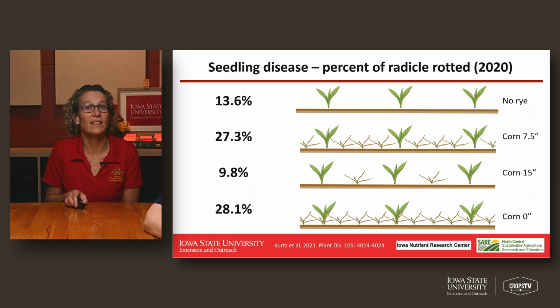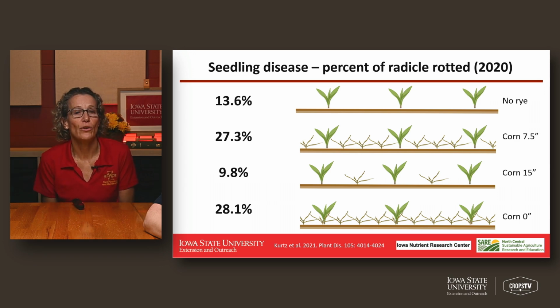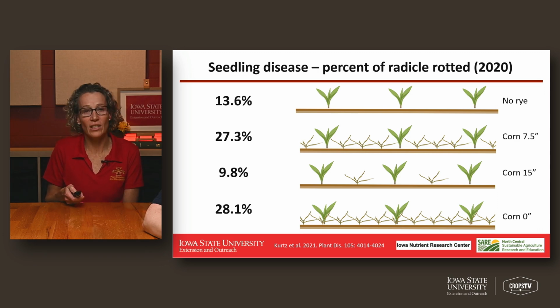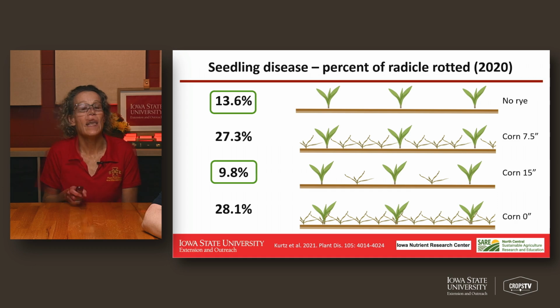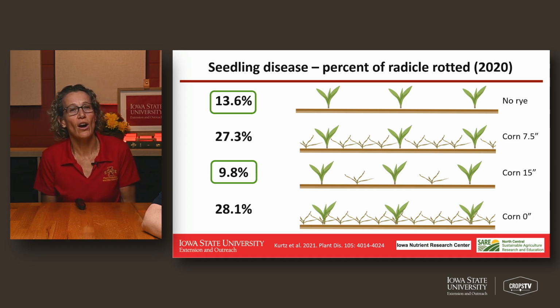If we look at the seedling disease, you can see the treatments here, you can see the percent of the radicle that was rotted on the left-hand side, those figures. And what you'll notice is that we had the most rot in that drilled corn, more than half the rot in our no rye treatment, but we actually had less rot in the corn that was 15 inches away. And this was for 2020.